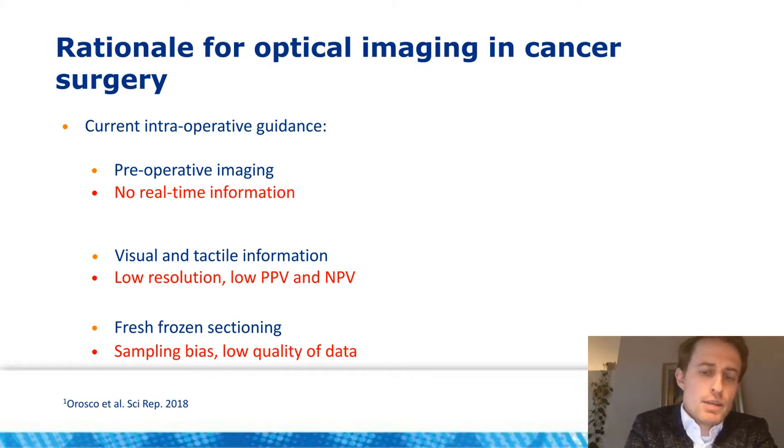Then you can think, okay, we obtain some biopsies during surgery which are immediately analyzed by the pathology department. The problem is, again, how to choose which areas you want to investigate using those biopsies. And that comes with a high sampling bias, because you make a selection, again, based on your visual and tactile information. And we know that these rapidly processed biopsies are of low quality.